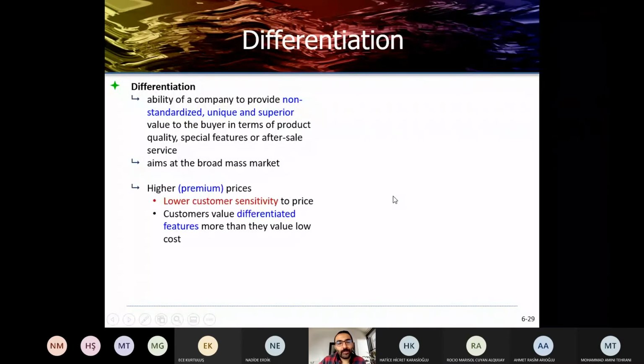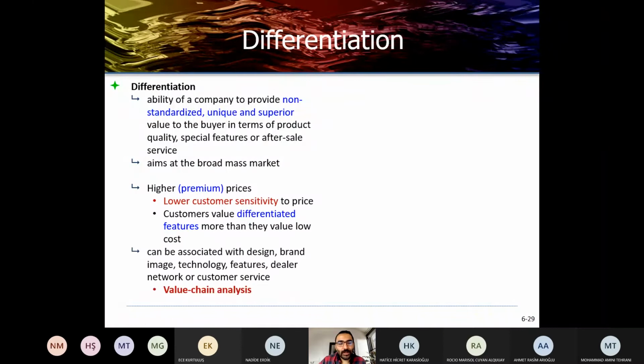Okay, let's move on to differentiation. What is that? What does differentiation mean? The concept itself gives some clues. It is the ability of a company to provide a non-standardized, unique and superior value to the buyer in terms of product quality, features and service, okay? The main difference here is providing a different value, and this value could be provided in all segments of the value chain, okay?